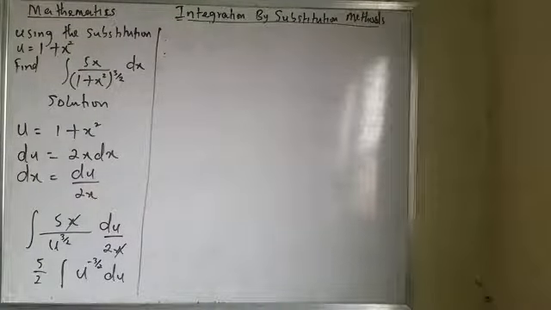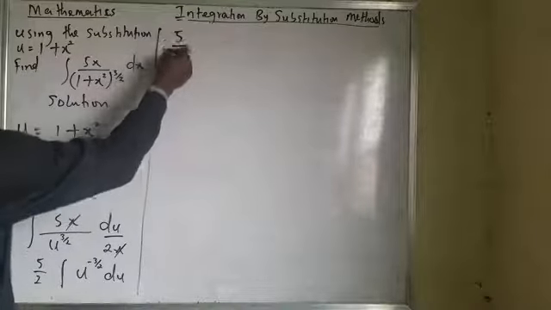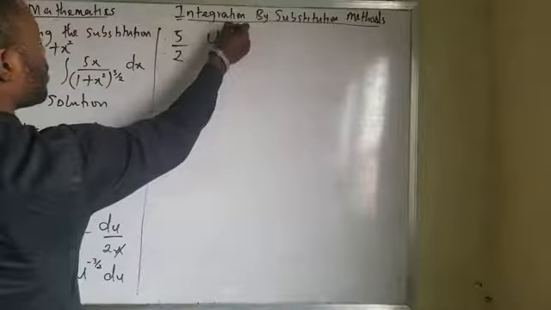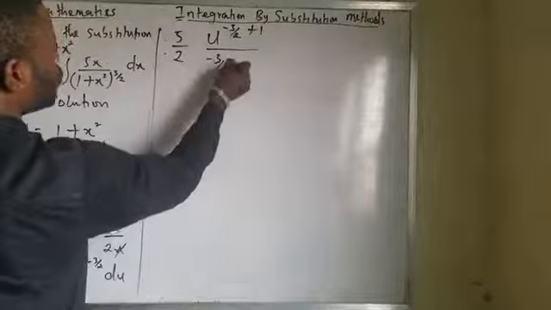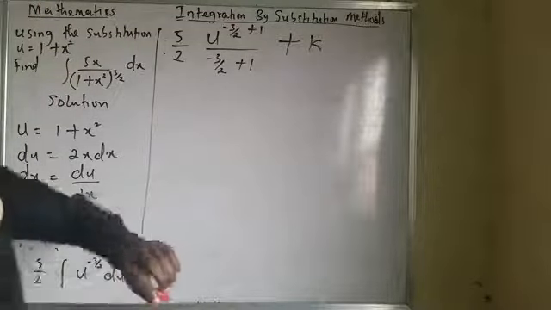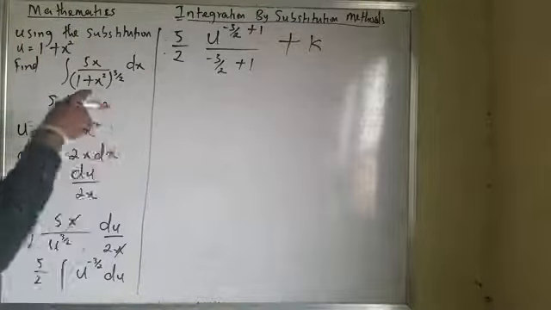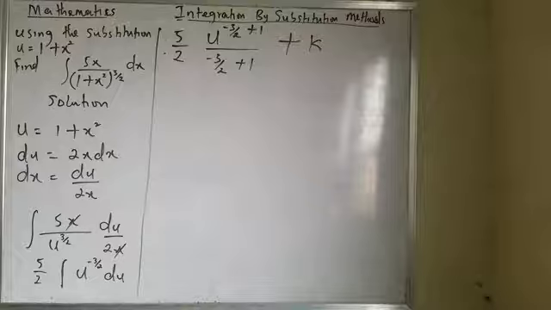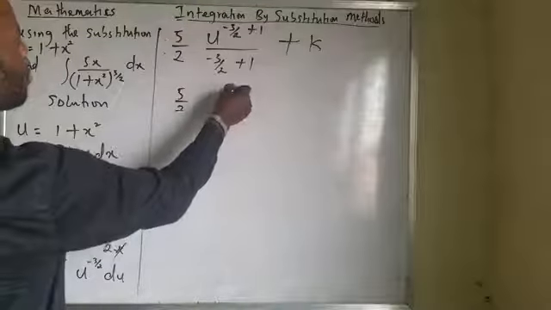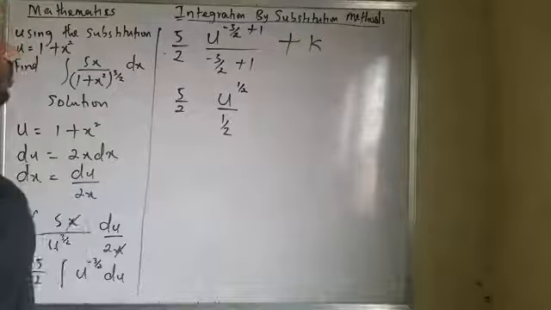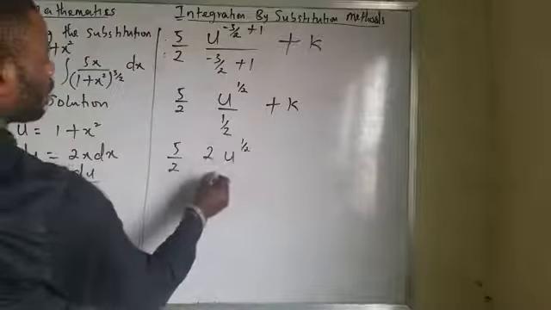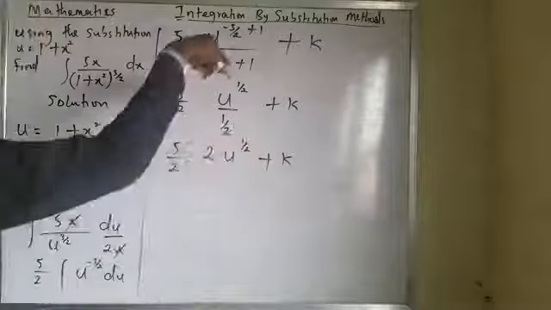Now, the next thing I want to do is integrate. 5 over 2, which I'm having here, times u raised to power minus 3 over 2 plus 1, divided by minus 3 over 2 plus 1, and plus k, because it's an indefinite integral. There's no limit here. Assuming there is a limit, I think you can handle that without issue. Now, this will be 2 over 4. It means I'll have 5 over 2, u raised to power 1 over 2 divided by 1 over 2, plus k. Now, my answer will be 5 over 2 times 2 u raised to power 1 over 2 plus k, because this will cancel this.